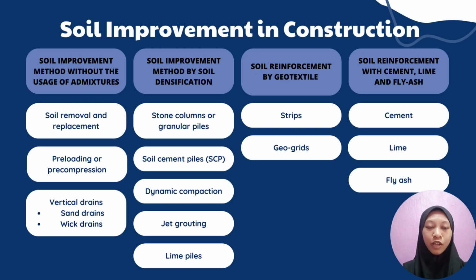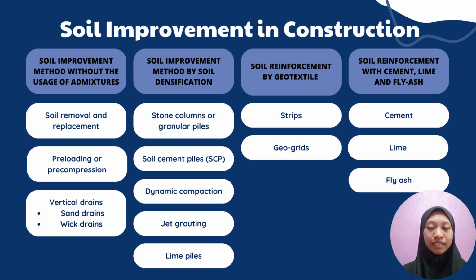There are 4 improvements of soil in construction that have been encompassed in this study. The first one is soil improvement without the usage of admixture. There are 3 techniques. The first one is soil removal and replacement. This technique is far more affordable and simpler than deep foundation. Secondly, preloading or pre-compression method. This approach is more profitable for soils that are typically or likely over-consolidated, and it allows the consolidation settling process to be finished quicker. Thirdly, vertical drains.